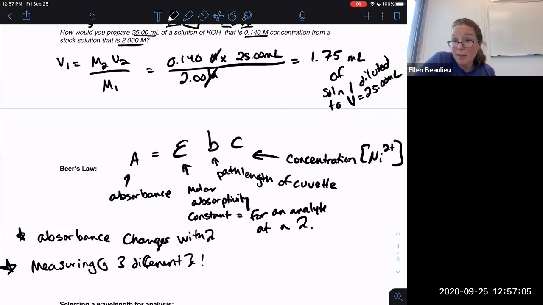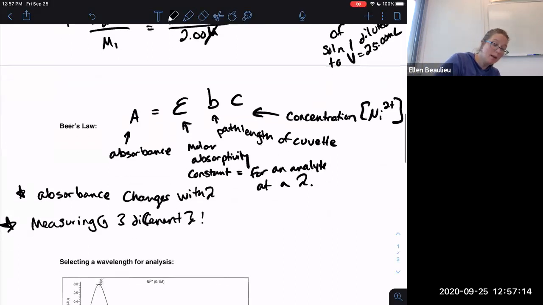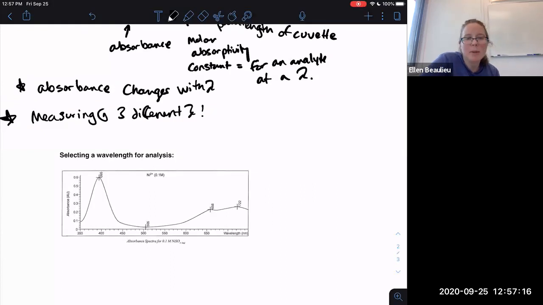Your concentration that you calculate should be the same for all 3 wavelengths, or roughly the same. Your molar absorptivity constant might have some variation, because here's our absorbance spectrum for nickel-2. You can see that this compound doesn't absorb all light equally. It absorbs some light better than others. So here is what's called a maximum at 395 nanometers. That's the wavelength of light where most of the solution is absorbing.